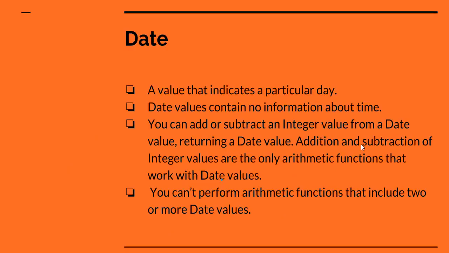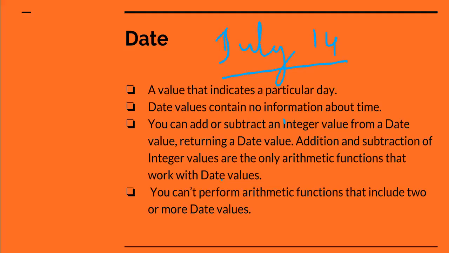Date. Whenever you have to store a date, you will use the date data type, a value that indicates a particular day. It does not include time. It only includes the date. For example, if I have to store my birthday, July 14, this is a date. It does not have a time in it. So that is when I will use a date data type.